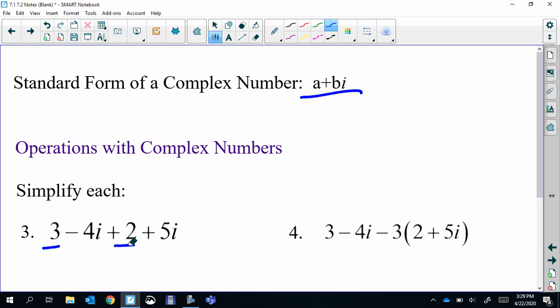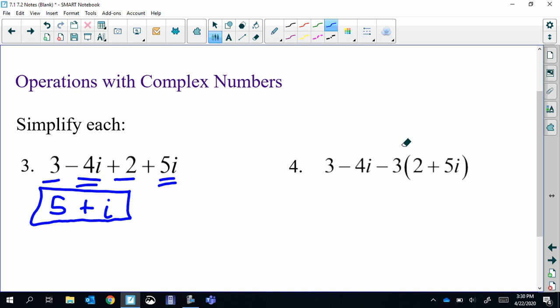So our real numbers, 3 and 2, combine to be 5. Negative 4 and positive 5 combine to be positive 1i. And we just put it in that order. Real number first, imaginary number second.